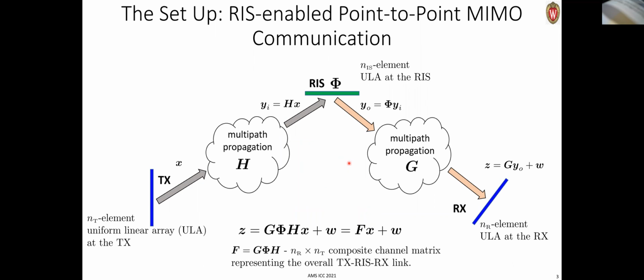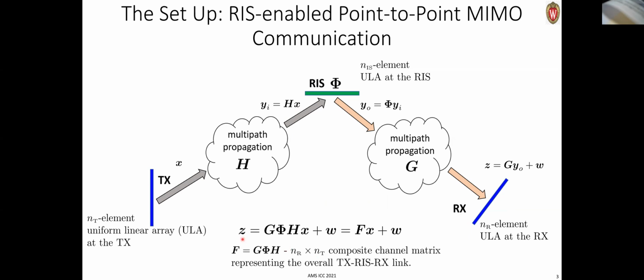We're going to consider an RIS-enabled point-to-point MIMO communication link. So we have a transmitter, which has a ULA. We'll focus on ULAs, uniform linear arrays, with NT elements that transmits to an RIS with NS elements, and then the receiver has an NR-element ULA. So the transmitted signal X goes through the propagation channel H. That's the received signal, incident on the RIS, and the output signal is shaped by the RIS matrix phi, and that goes through the propagation channel matrix G to the receiver.